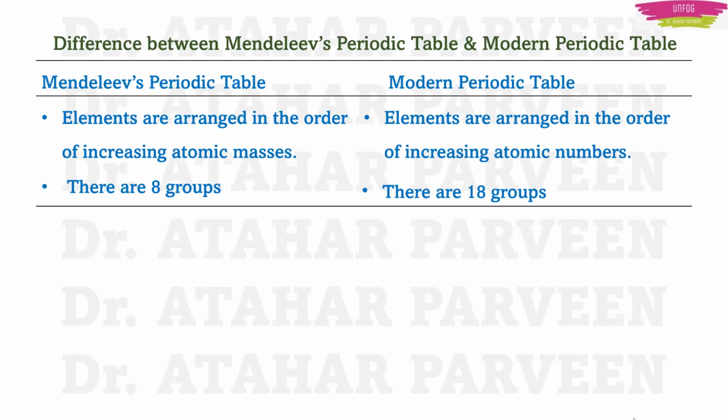Now we can conclude easily that the main difference between Mendeleev's periodic table and the modern periodic table is that elements are arranged in order of increasing atomic masses in Mendeleev's periodic table, whereas elements are arranged in order of increasing atomic numbers in the modern periodic table. And the similarity is that both types of periodic tables had 7 periods only. But there were only 8 groups in Mendeleev's periodic table and there are 18 groups in the modern periodic table.